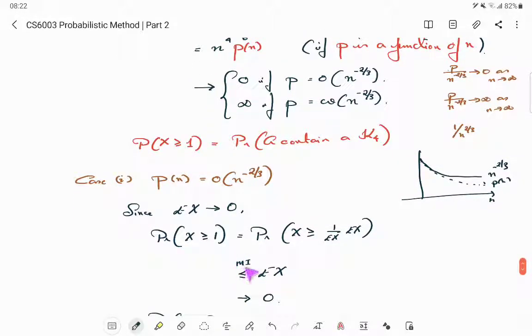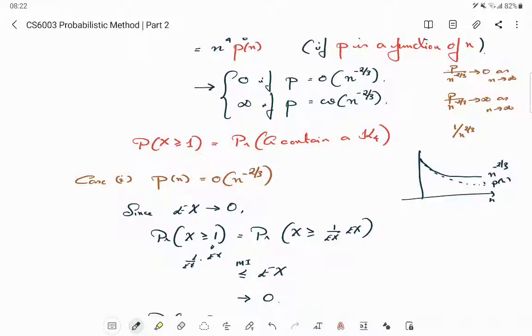But now Markov inequality will give us a bound for this probability that x is greater than or equal to 1. This 1 I can write as 1 by E of x times E of x, right? And hence by Markov inequality, by the way, this is a non-negative random variable because it's a counting random variable, and it has a finite expectation. We in fact know that it tends to 0. So in this case, we can apply Markov's inequality. In the second case, we cannot because expectation goes to infinity.